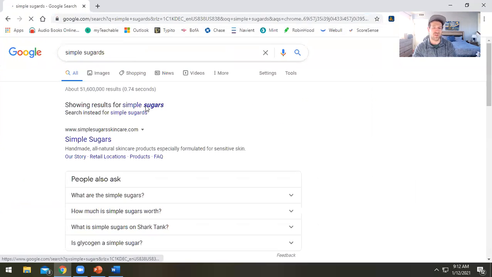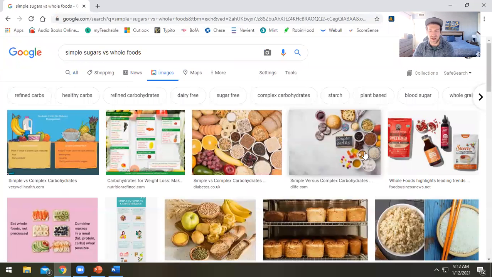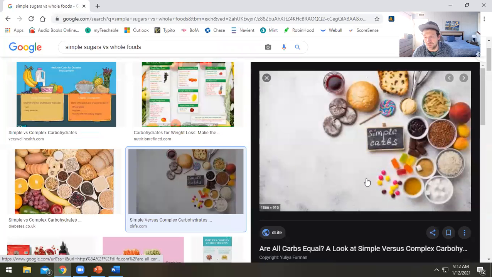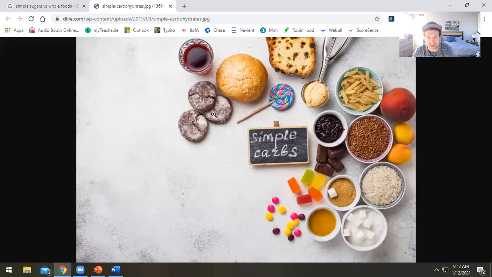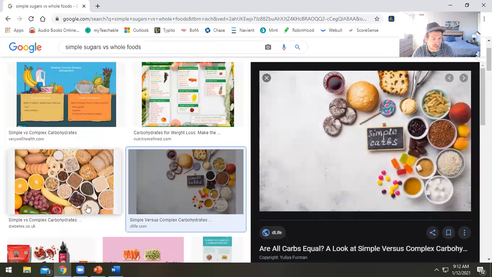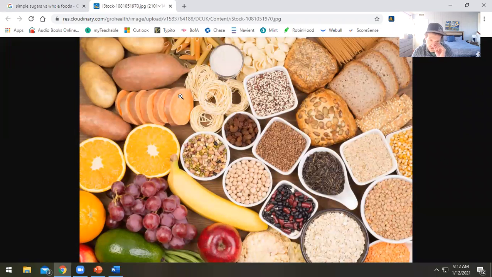So when you look at simple sugars, let's see if I can find an infographic here, versus whole foods. This kind of gets broken down into a list of good carbs versus bad carbs. You see a lot of simple carbs here, right? We see a lot of sugars over here, juices and things like that, candy. Here's more sugar, white rice, white pasta. Those are all very, very simple. Versus complex carbs, which are the kind of things that you see here. You see sweet potatoes, for instance.